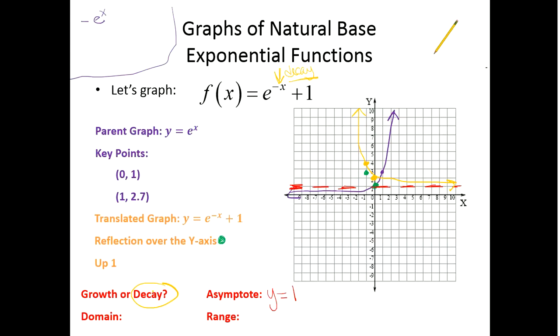Okay? Domain, guys, it's still negative infinity to positive infinity. And my range is not from 0 to infinity because I did move up one. So it's actually going to be from 1 to positive infinity.